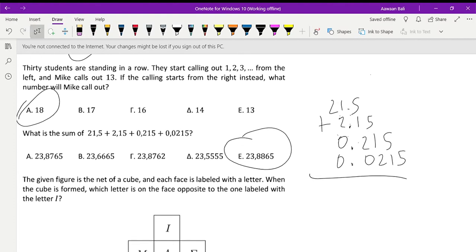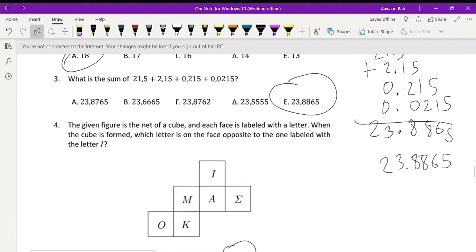Now basically we add up all the numbers that are lined up. So 5 is 5, 5 plus 1 is 6, 6 plus 2 is 8, 5 plus 1 6 plus 2 again we get 8, and then we add the decimal point here, and then 1 plus 2 is 3, and then we have 23. So in the end we get 23.8865. Therefore eta is the answer.